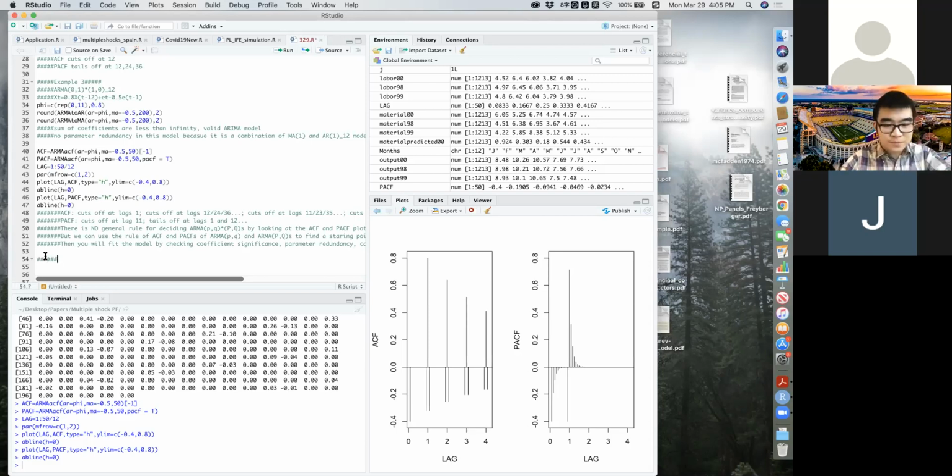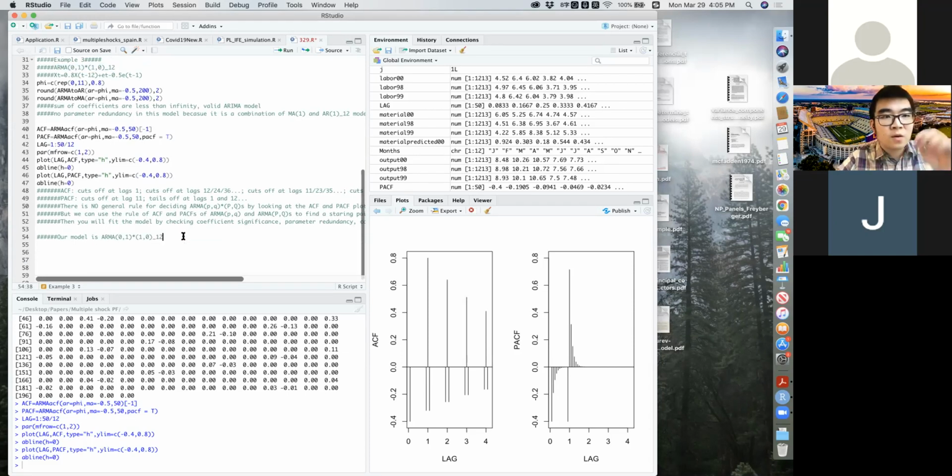So our model is this, right? It's an ARIMA (0,1,1)×(0,1,2) model. For the MA(1) part, which is the pure ARIMA part, the ACF should cut off at lag 1, and the PACF tails off. So that's the pure MA(1) model.